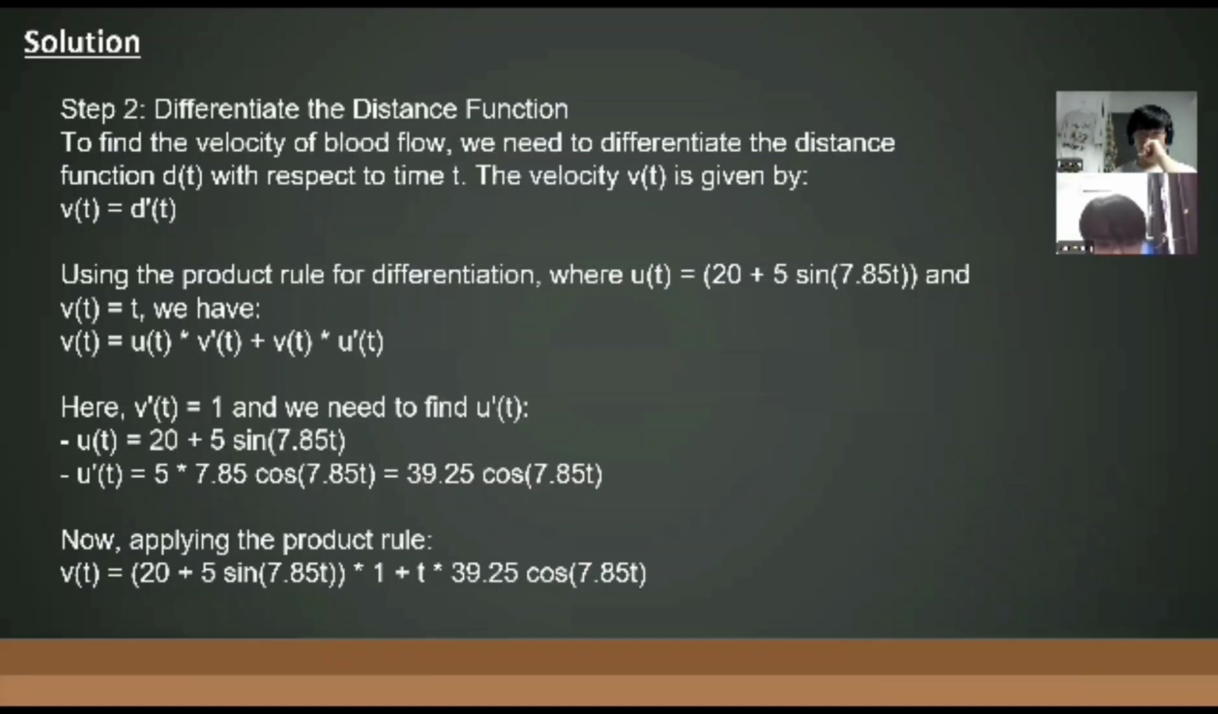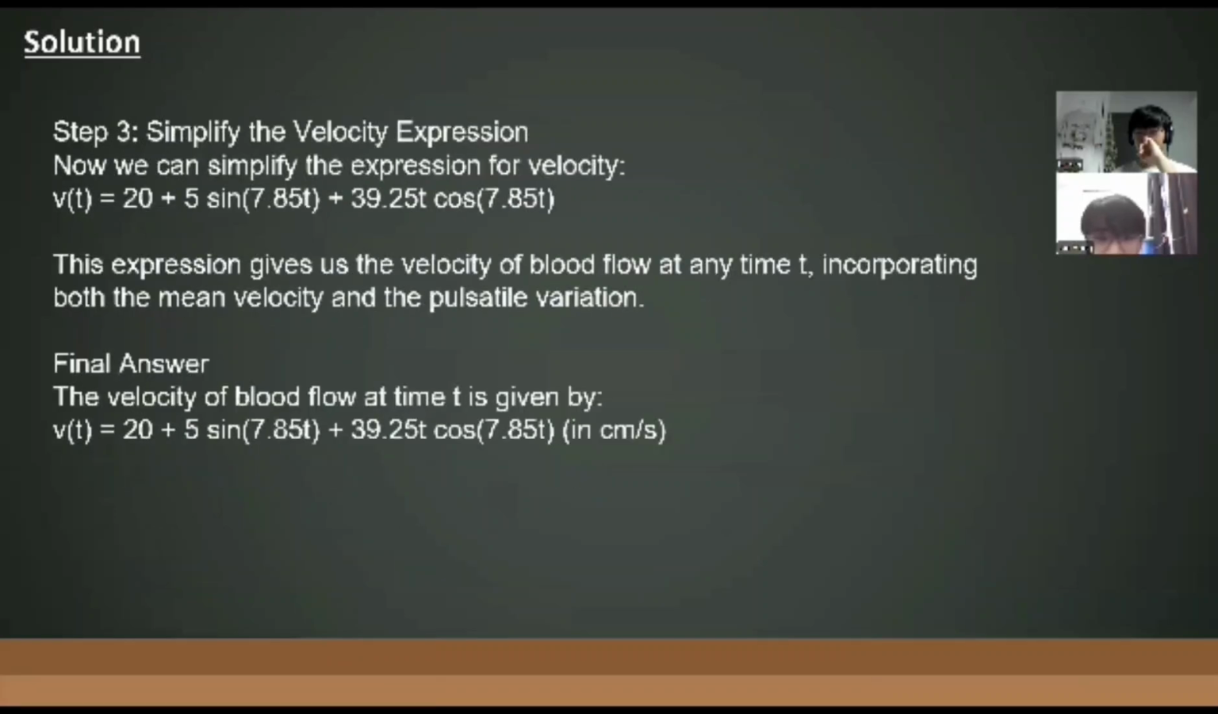u(t) = 20 + 5 sin(7.85t), while u'(t) = 5 times 7.85 cos(7.85t) = 39.25 cos(7.85t). Now applying the product rule, v(t) = (20 + 5 sin(7.85t)) times 1 plus t times 39.25 cos(7.85t).